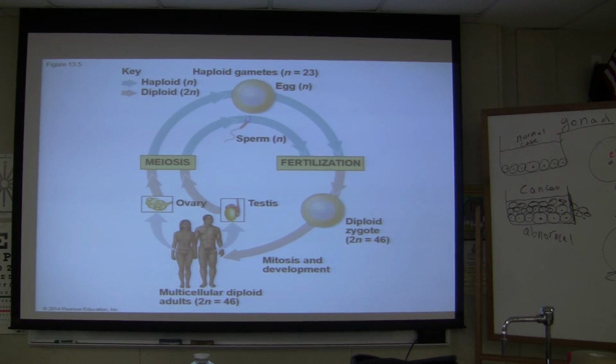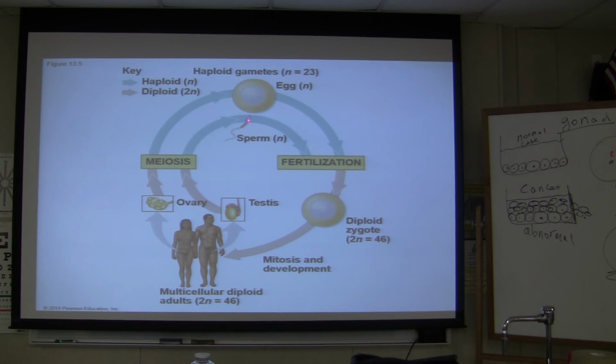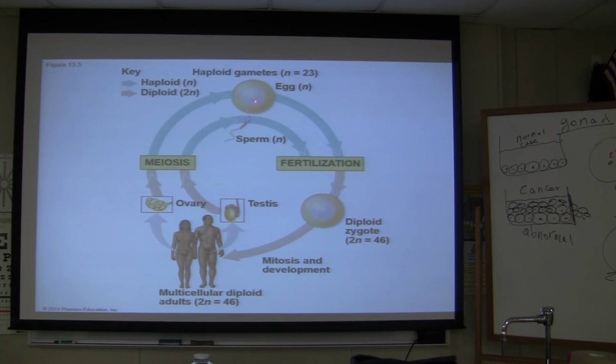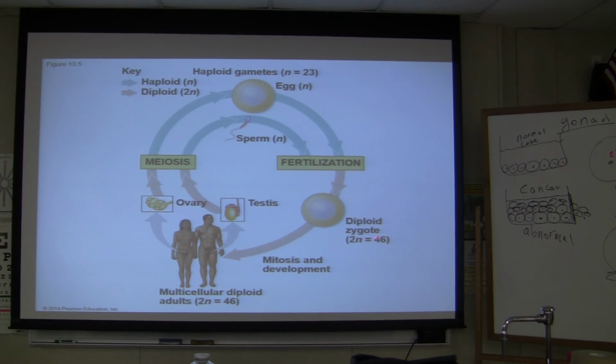Zygote? No. Ovary makes egg. What does testes make? Sperm. By what process? Meiosis. Okay, sperm and egg. Now, fertilization occurs, right? And when fertilization occurs, a zygote results.